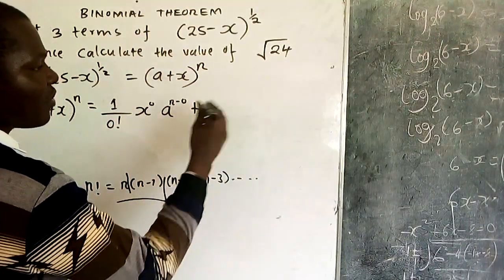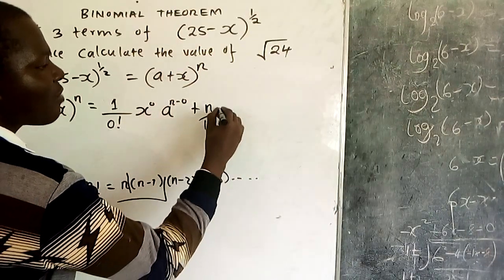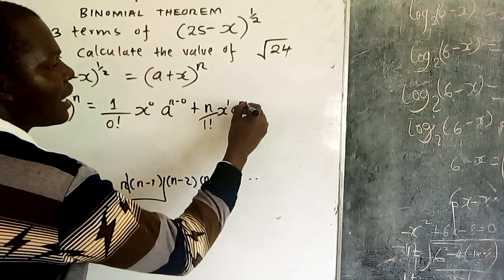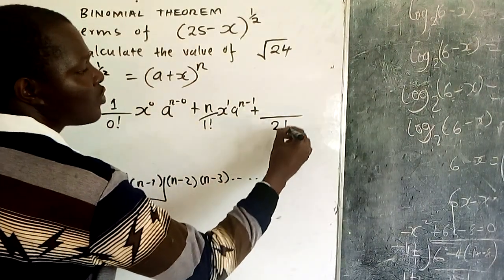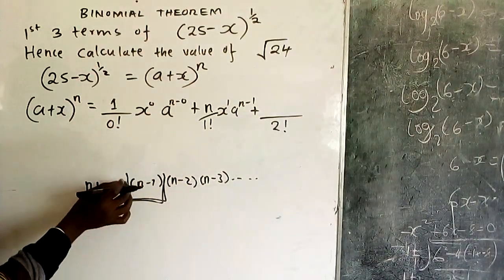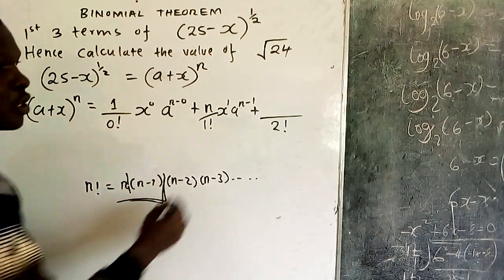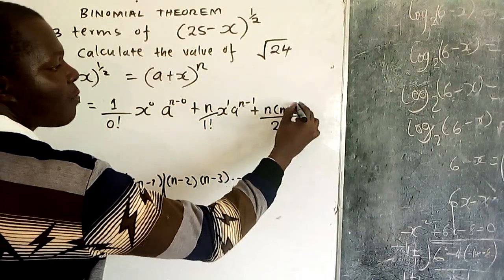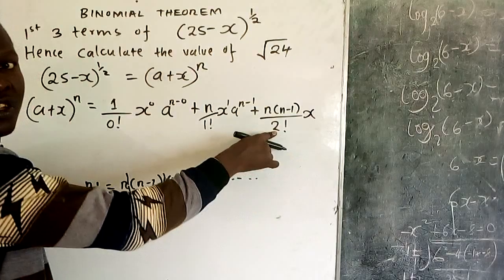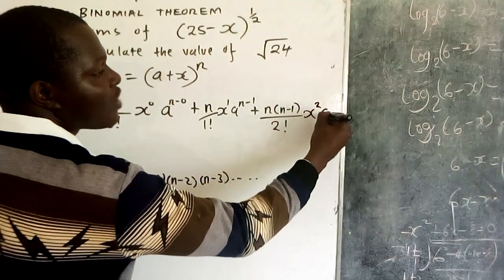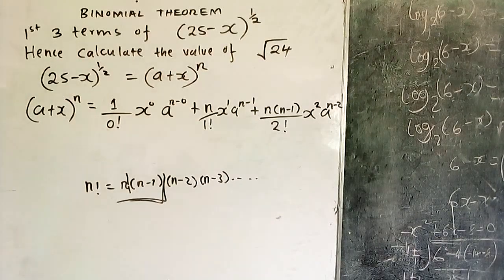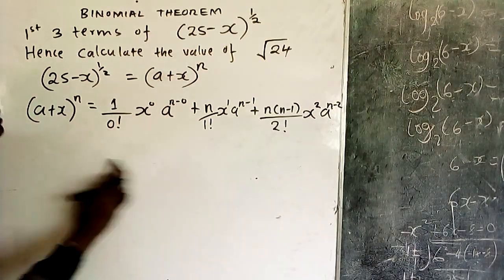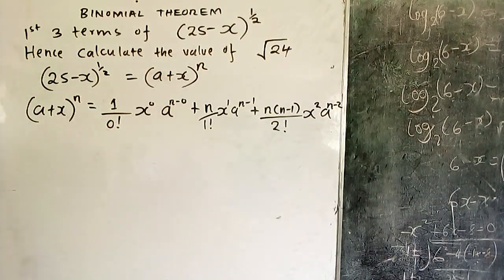So I need space there. Maybe I can squeeze this. This is n over 1 factorial, x raised to power 1, a raised to power n minus 1, isn't it? Then the next one, when you have 2 factorial, it means we have 2 terms in the numerator, n and n minus 1, then your x is raised to power 2, meaning a is now going to be n minus 2. Are we together?